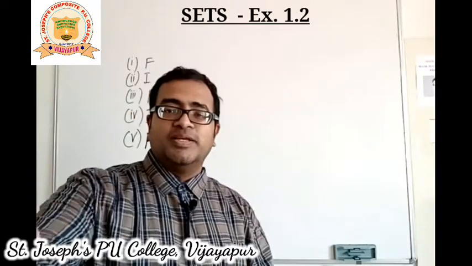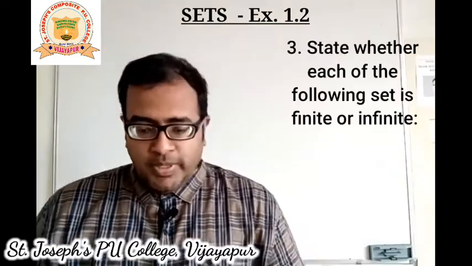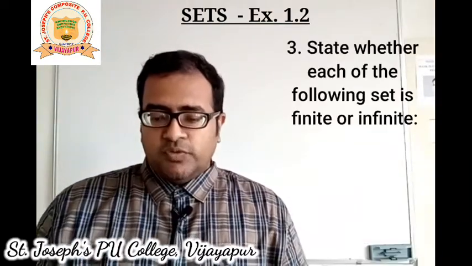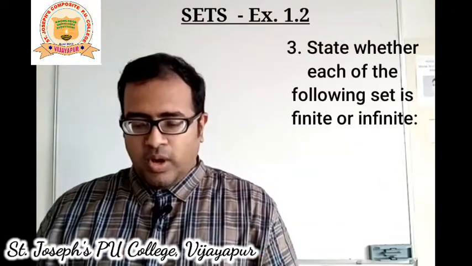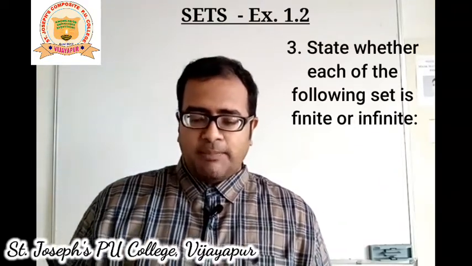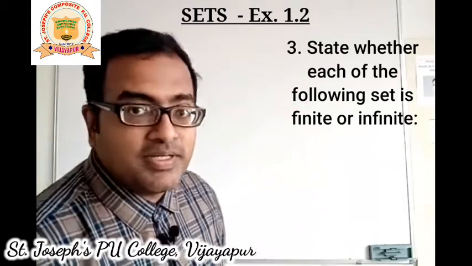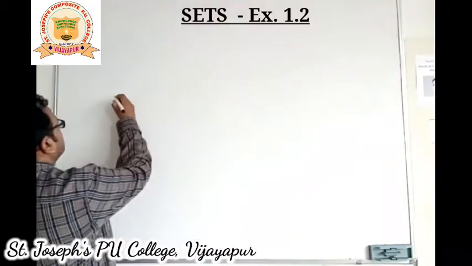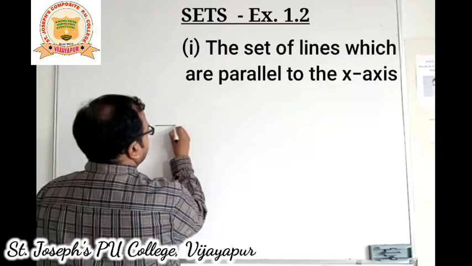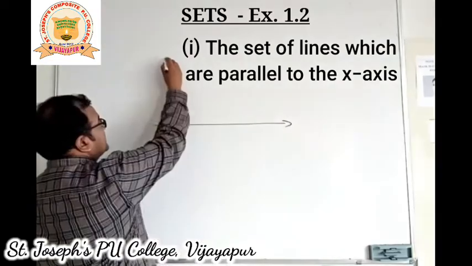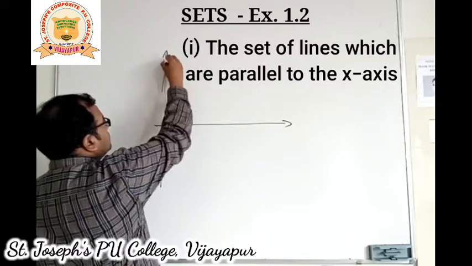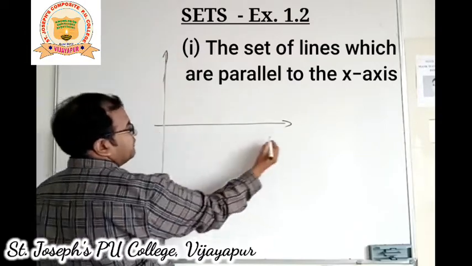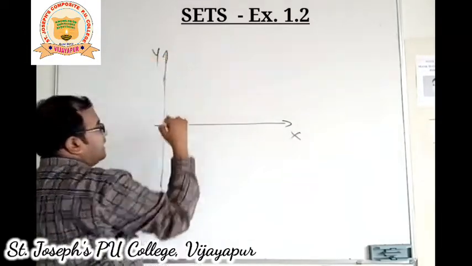Let's go for the third main question. Main question number 3, state whether each of the following sets is finite or infinite. Sub question 1, the set of lines which are parallel to the x-axis. Nice question here. I'll consider this as the x-axis. For reference, I'll draw the y-axis too. Here you have x and y.